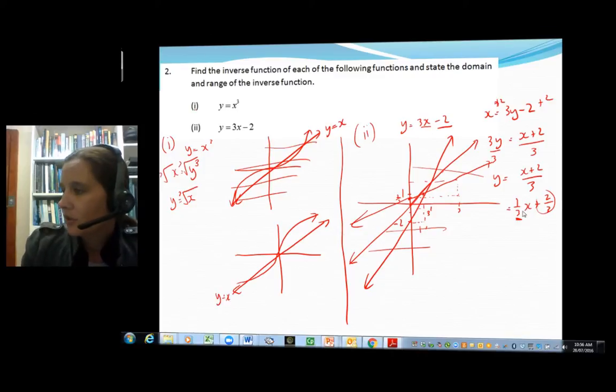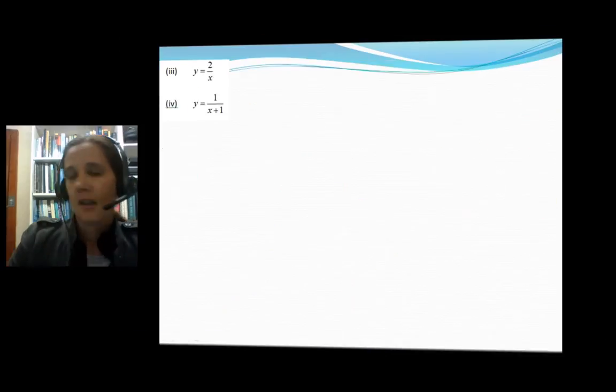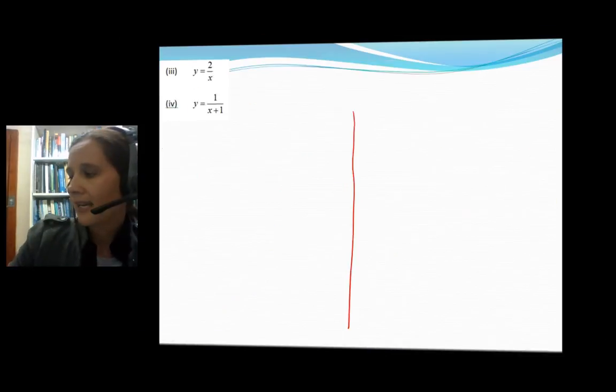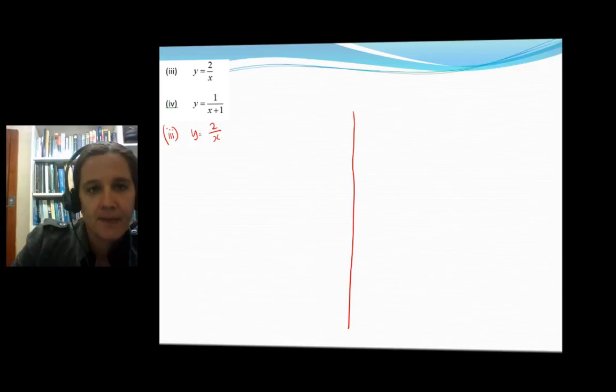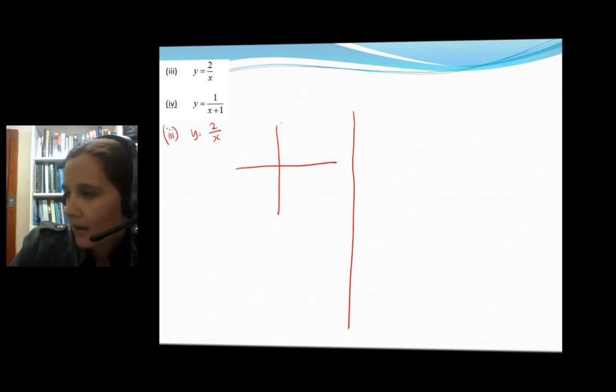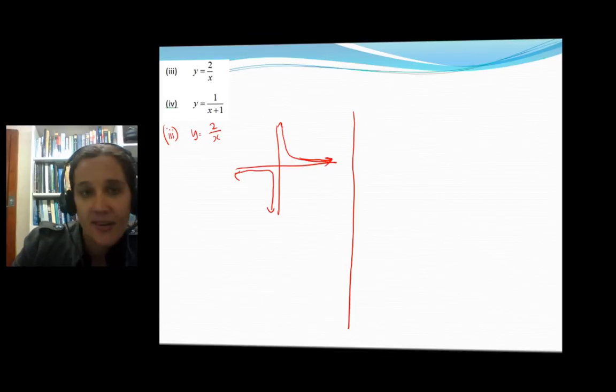Okay, so moving on to our next slide. We've got here for 3, y is equal to 2 on x. If we draw our actual graph, our 2 on x goes like this shape. It goes across, it never touches, and it approaches but doesn't touch our 0 points. We can't have y is equal to 0. We can't have x is equal to 0.